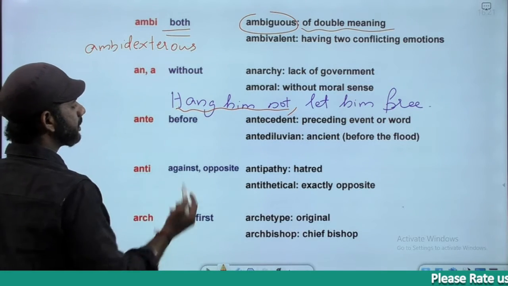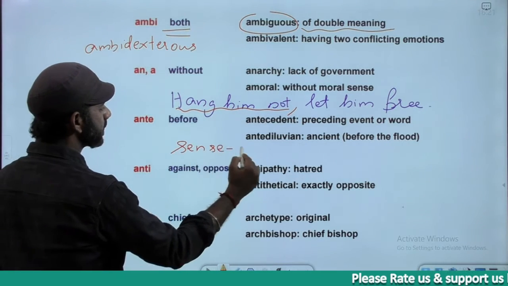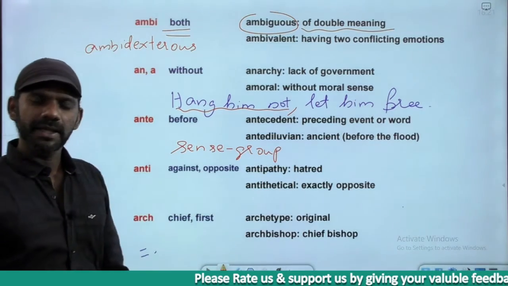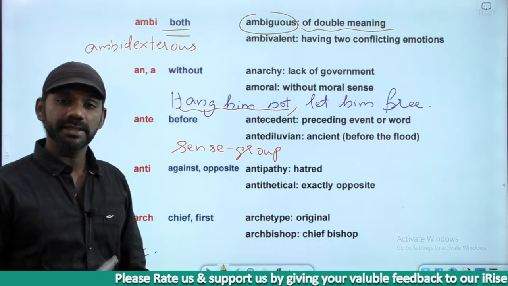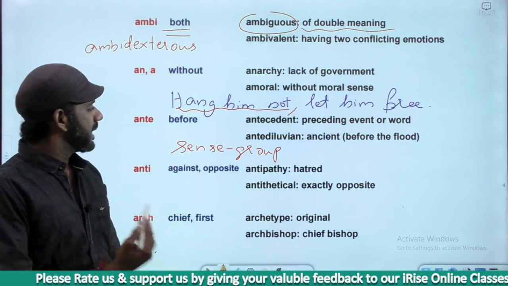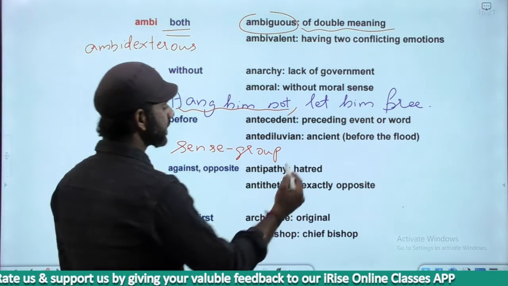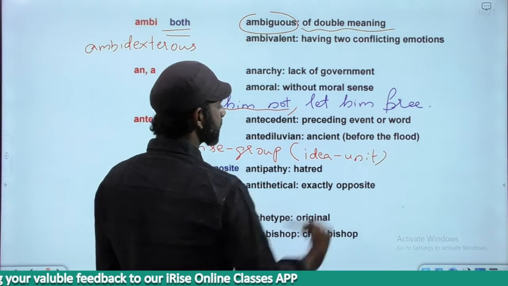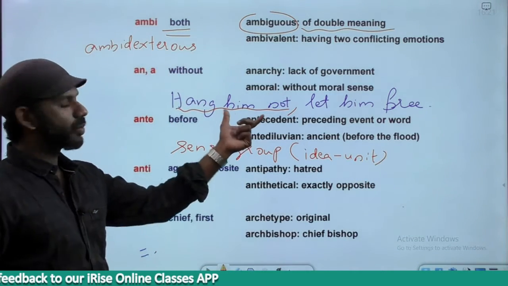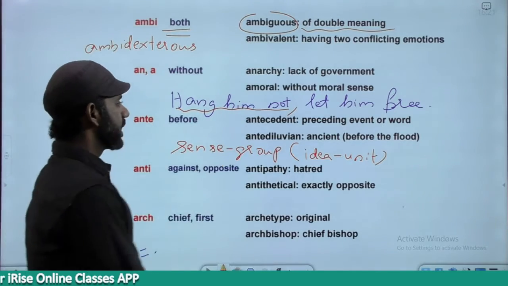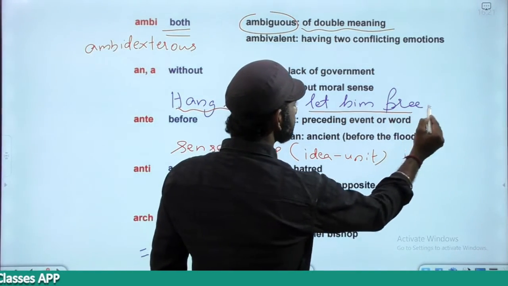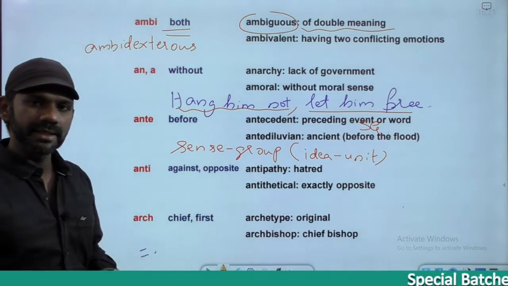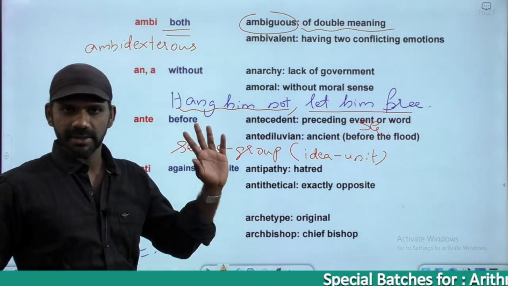Now this particular part is termed as a sense group. What do you mean by sense group? A sense group is a group of words that make sense. A sense group can also be termed as an idea unit. So this is one sense group or one idea unit, and this is another sense group because I placed another punctuation mark here, a full stop. So this sentence must be broken down into two parts.